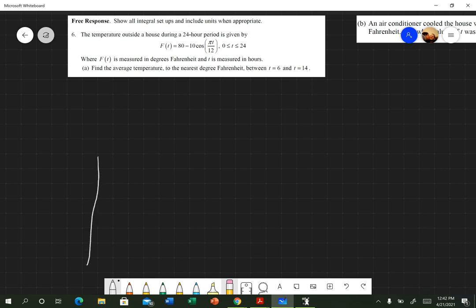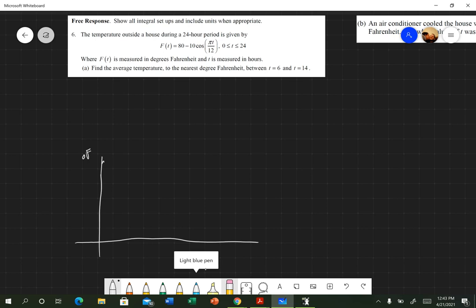Let's just draw out what this function looks like. That is a terrible looking drawing. I'm going to put over here, this is going to be my degrees Fahrenheit, and this is going to be t. So my x-axis is going to be time, my y-axis is going to be degrees Fahrenheit. And I know I'm going to go from 0 to 24 hours, okay?